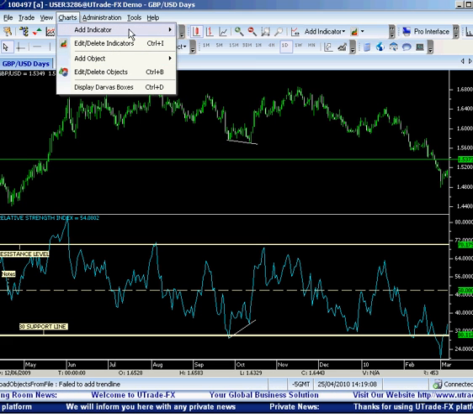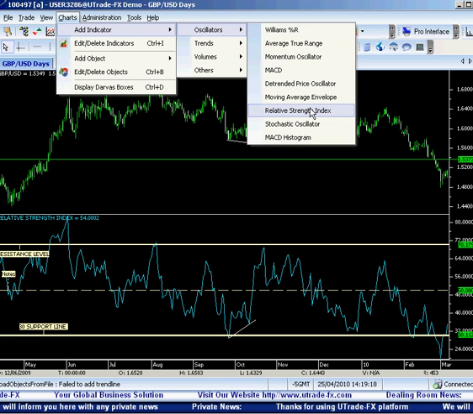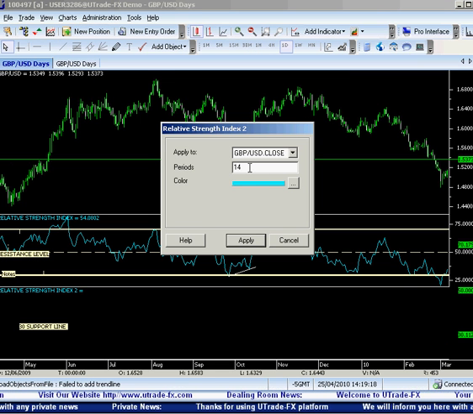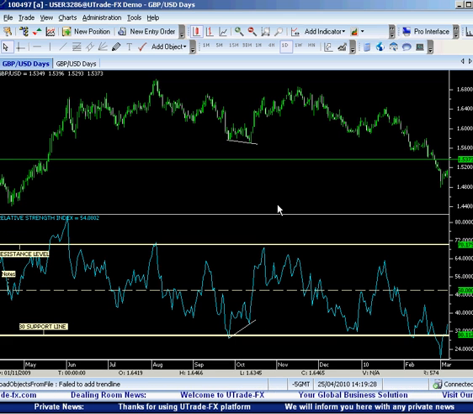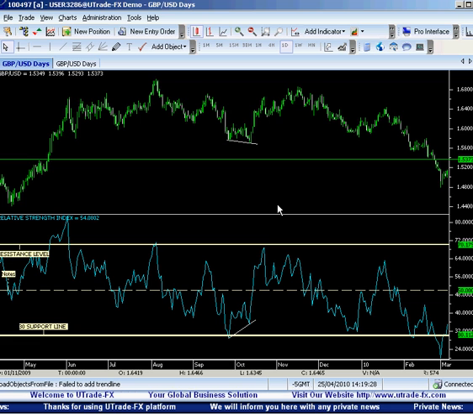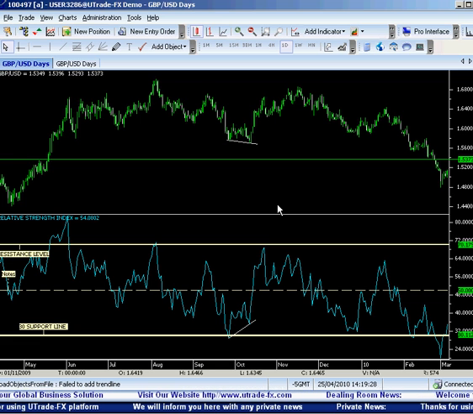Just press chart, add indicator, and go to the Relative Strength Index. Very simple. It's recommended to use the reading 14 on the RSI. Let me give you a briefing on the RSI. It was developed by J. Wells Wilder, introduced in his 1978 book, New Concepts in Technical Trading.